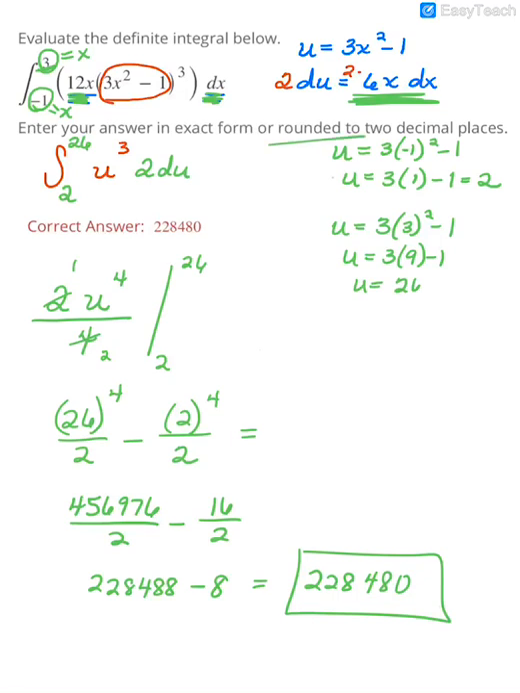So since that is the exact answer, it says or round it to 2 decimals. Obviously that answer does not have 2 decimals.